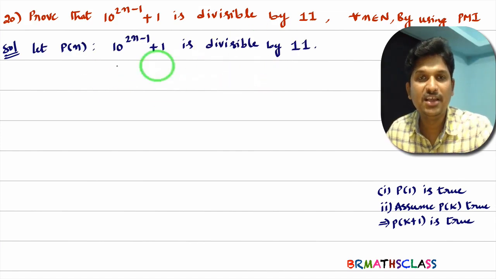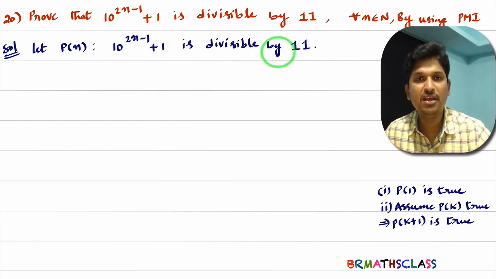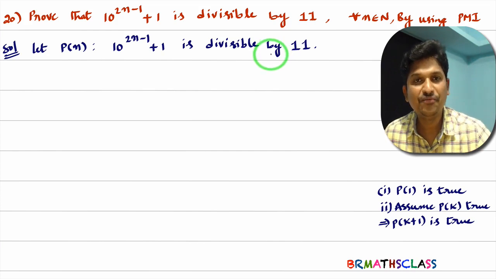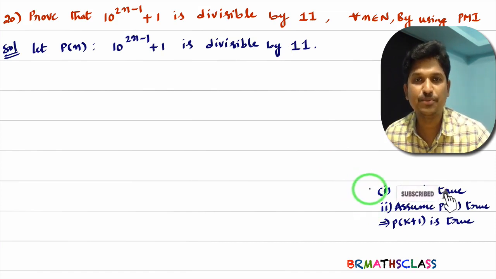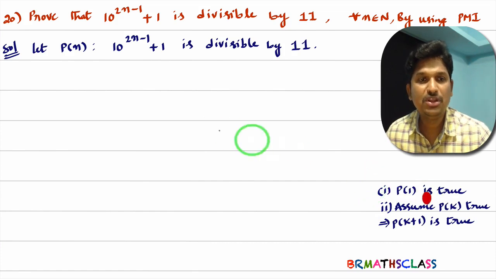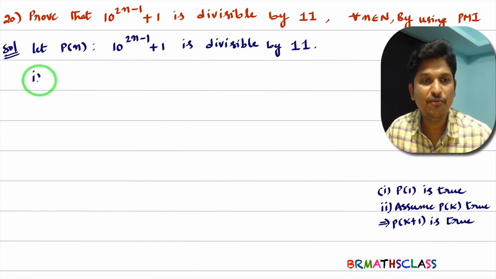I considered the given statement as P of n. Now, to prove this by the principle of mathematical induction, we need to prove two things. First, we prove P of 1 is true. Second, by assuming P of k is true, we need to prove P of k plus 1 is true. First, we will prove the first part, P of 1 is true.